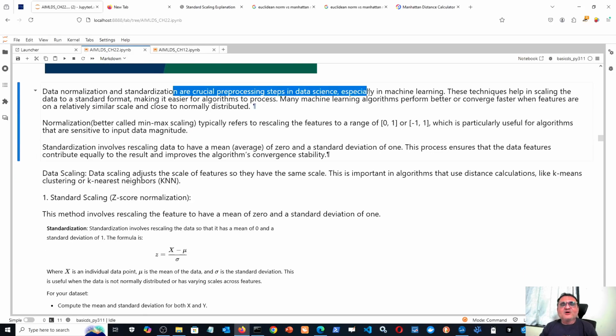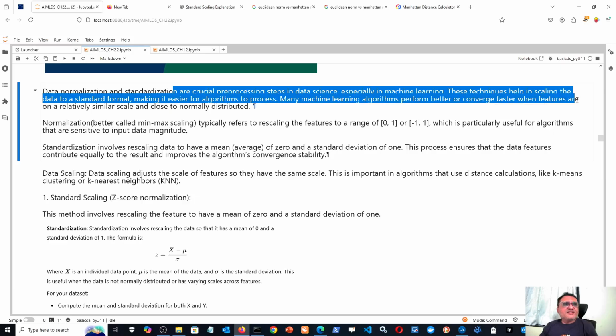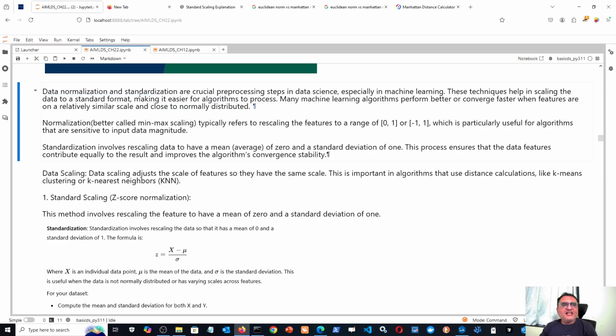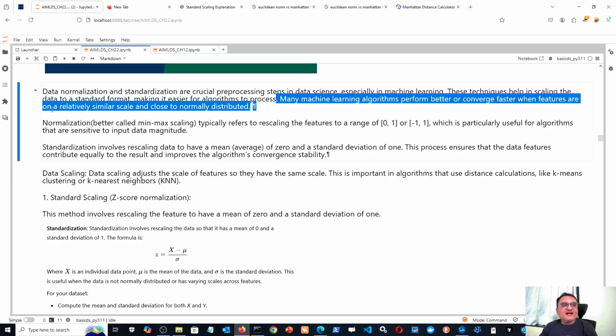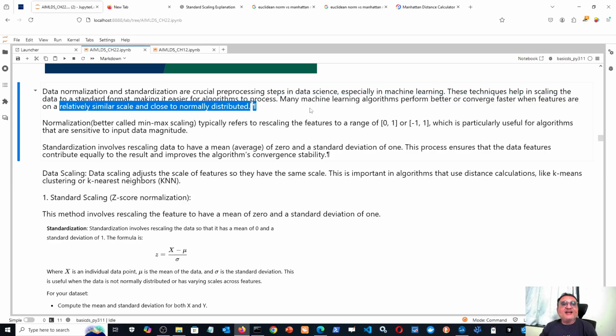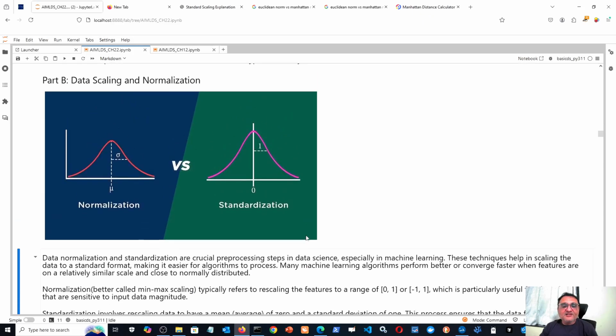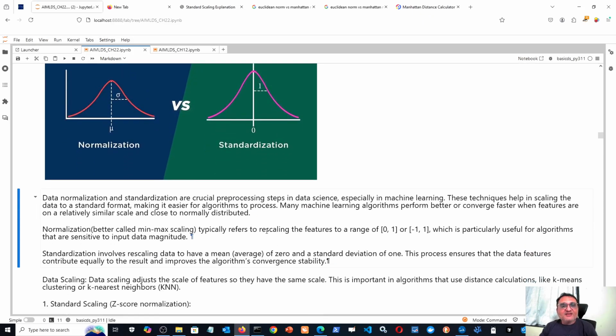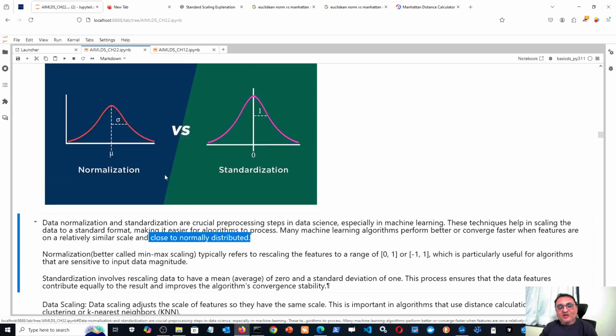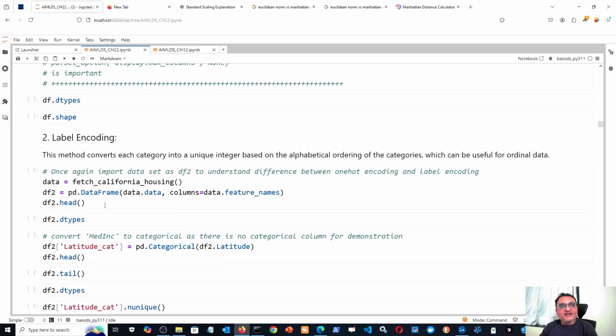They are required because this technique helps in scaling the data to a standard format, and it makes it easier for the algorithm to process. Many machine learning algorithms perform better or converge faster when features are on a relatively similar scale and close to normally distributed. Two conditions are there for fast convergence and an accurate model. One is that the scale of various columns should be relatively similar. And second, each column's data, if you plot the histogram with a KDE plot, should show roughly normal distribution. The best would be 100% normal distribution.